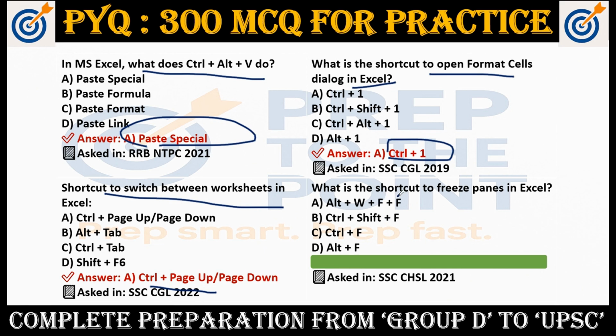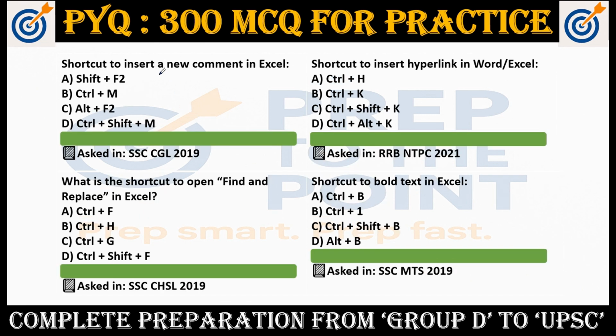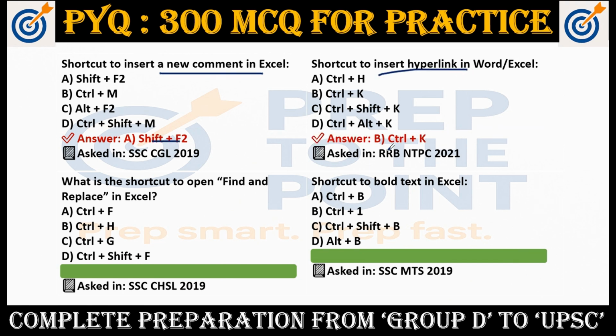What is the shortcut to freeze panes in Excel? Alt W F F. Shortcut to insert a new comment. Shift F2. To insert hyperlink in Word or Excel, Control K. Control K is for hyperlink irrespective of apps.